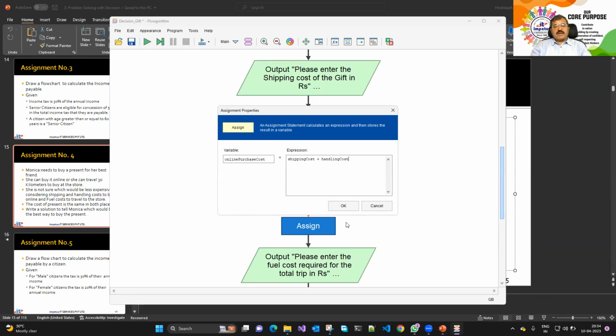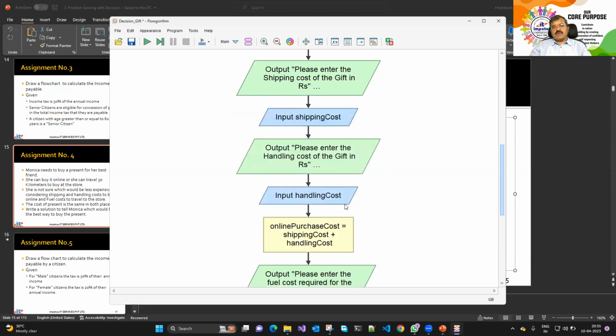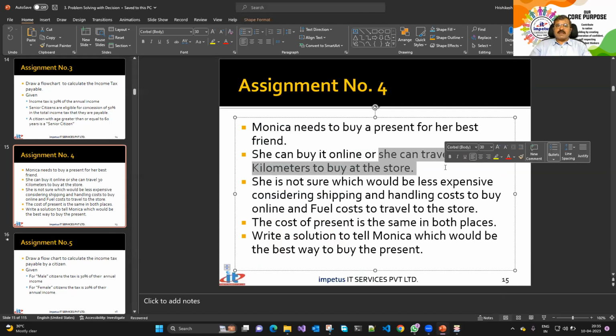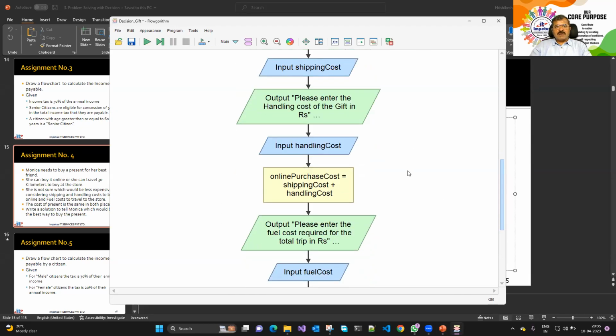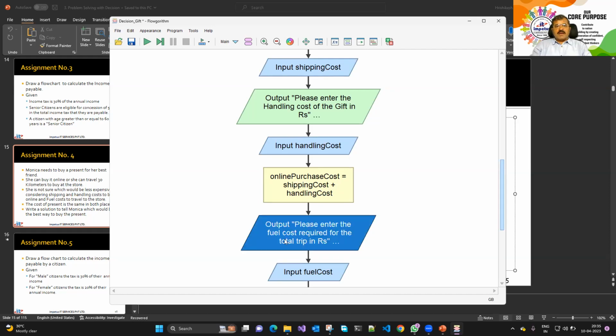Shipping cost plus handling cost. And one question about what Viraj was asking, whether it's two-way or one way, it has not been given. So she can travel 30 kilometers to buy at the store. So we assume total travel distance is 30 kilometers because it has not been said whether it's one side or what. So we have online purchase cost equal to shipping cost plus handling cost. That's online purchase cost. Enter the fuel cost required for the total trip.